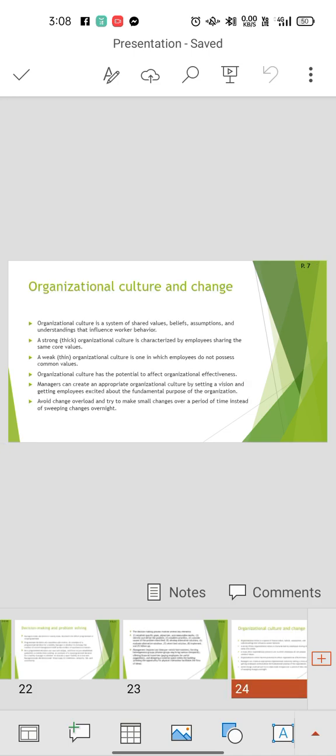Organizational culture and change. Organizational culture is a system of shared values, beliefs, assumptions, and understanding that influence worker behavior. A strong organizational culture is characterized by employees sharing the same core values. A weak or thin organizational culture is one in which employees do not possess common values. Organizational culture has the potential to affect organizational effectiveness.